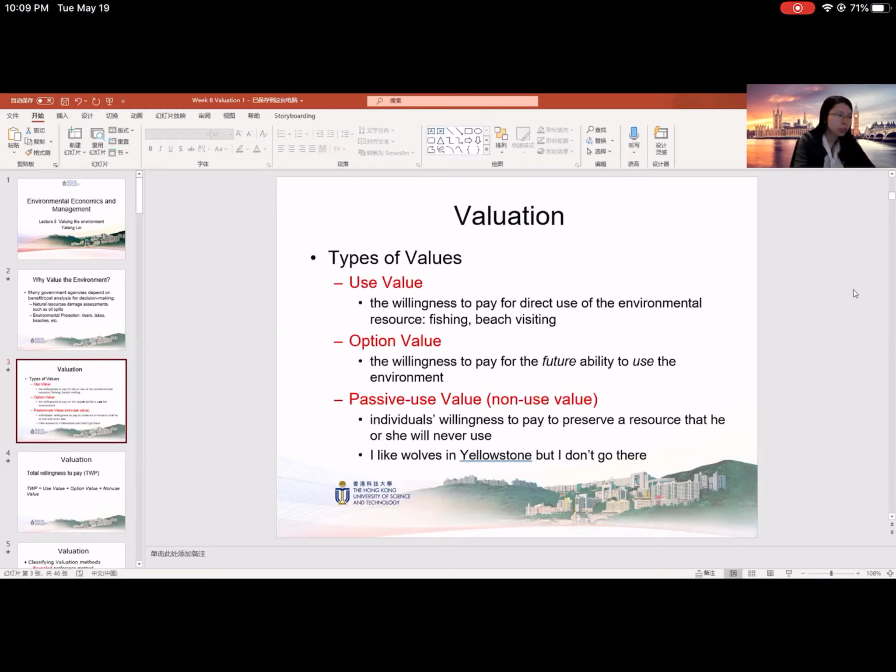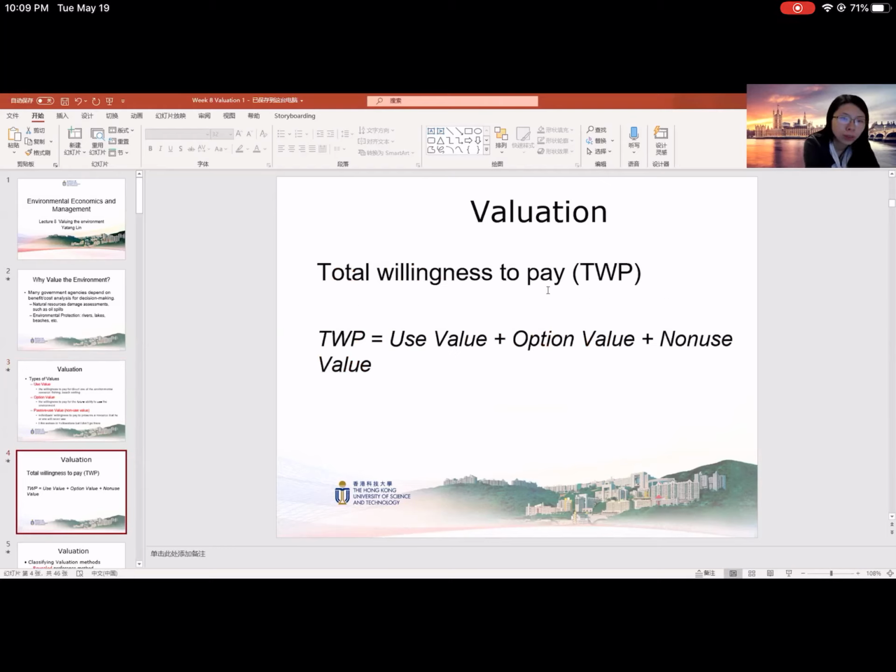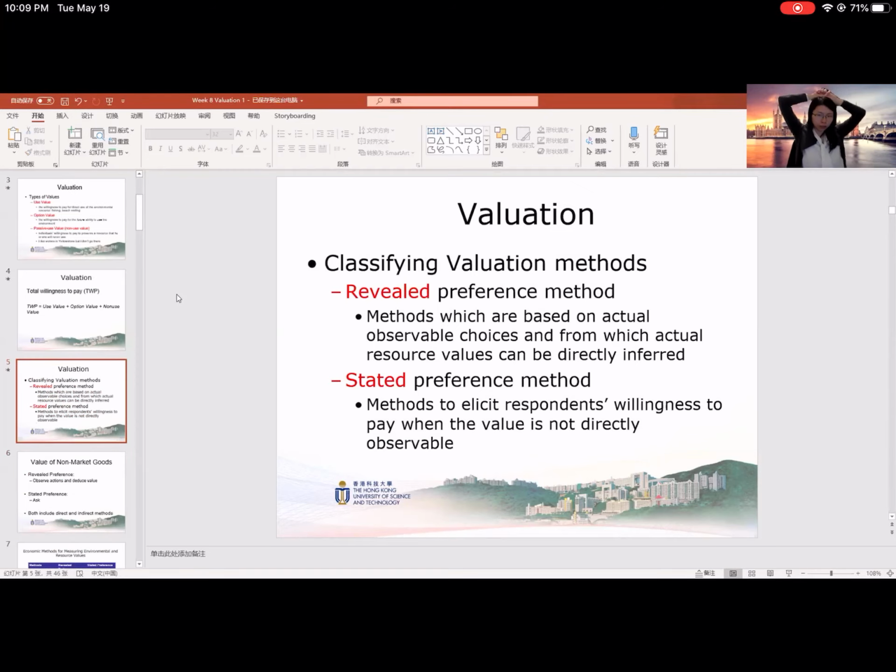So all these values added together tell you about the total willingness to pay for a specific type of environmental good, such as a panda protection zone. And there are different valuation methods. They're roughly categorized into two groups. One is called the revealed preference method. One is called the stated preference method.